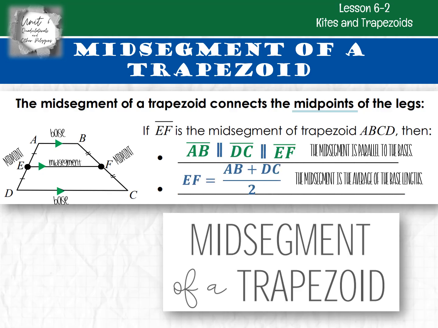What else do we know? Well, the midsegment is the average of the base lengths. So the length of segment EF is the sum of the lengths of the bases divided by 2. There are the properties of a midsegment.